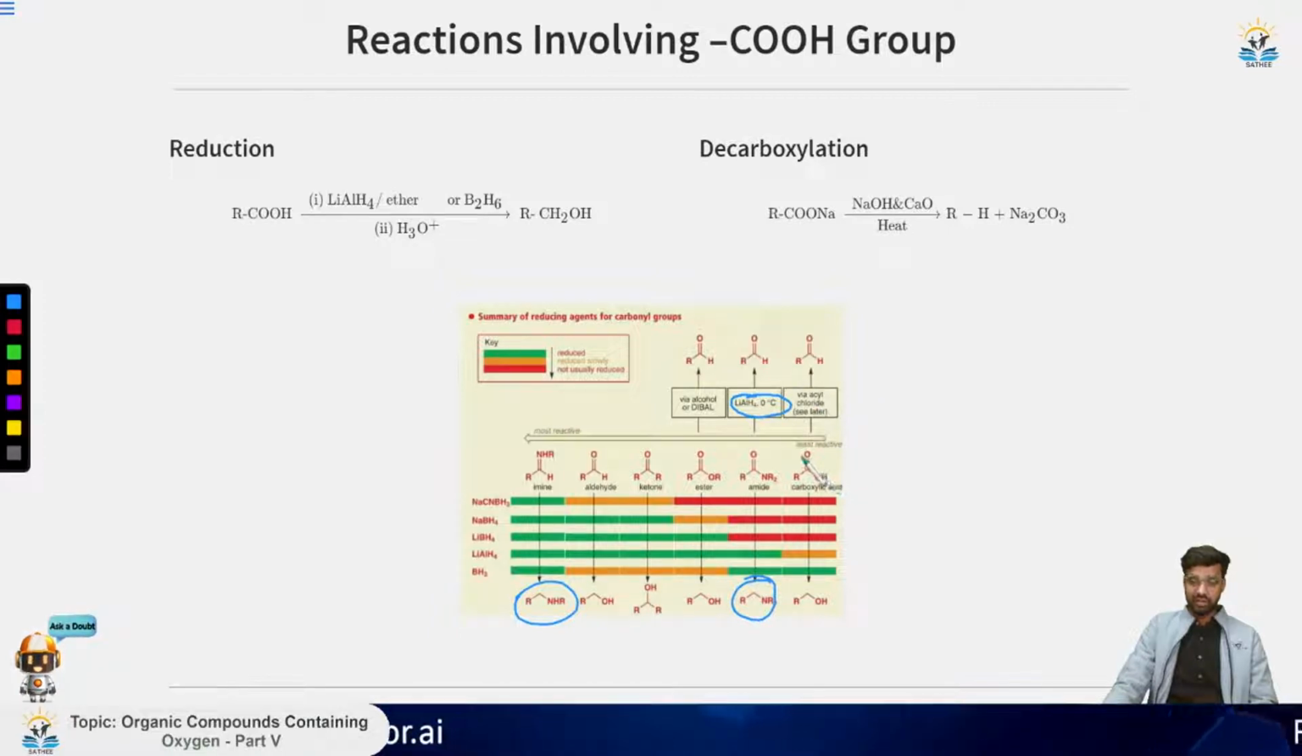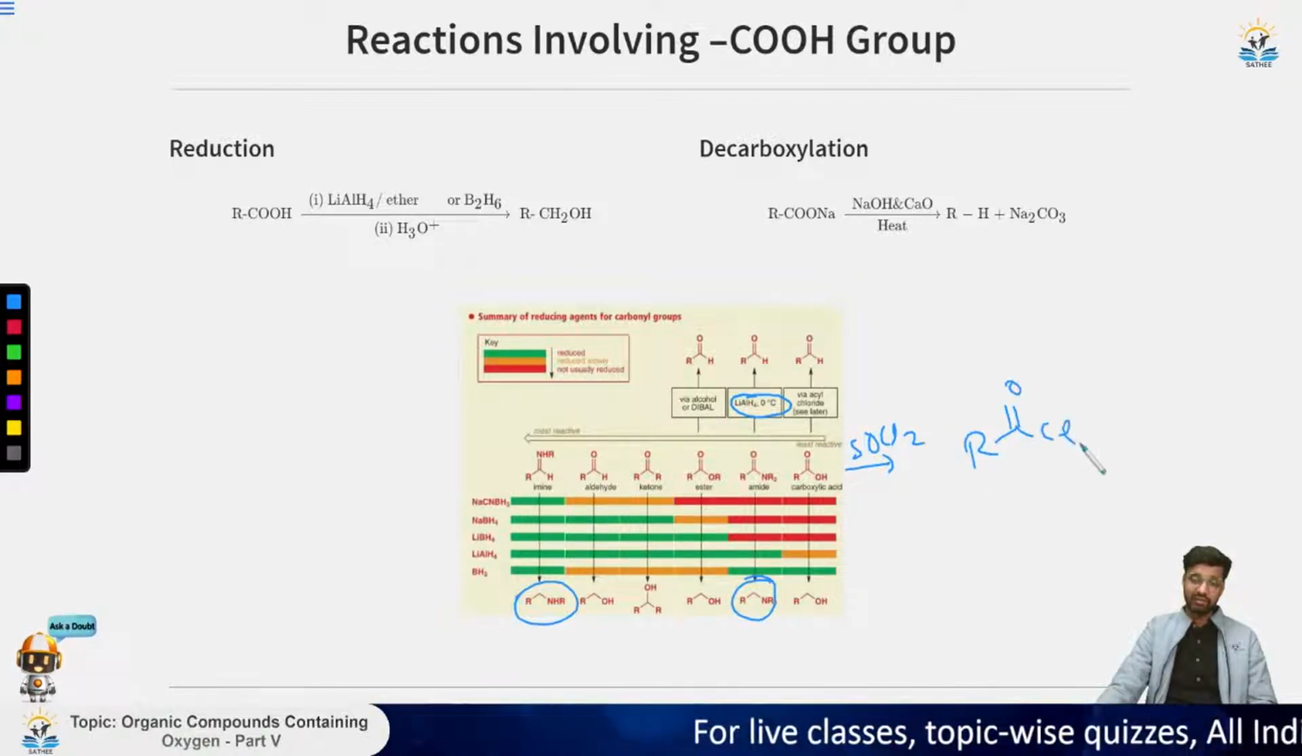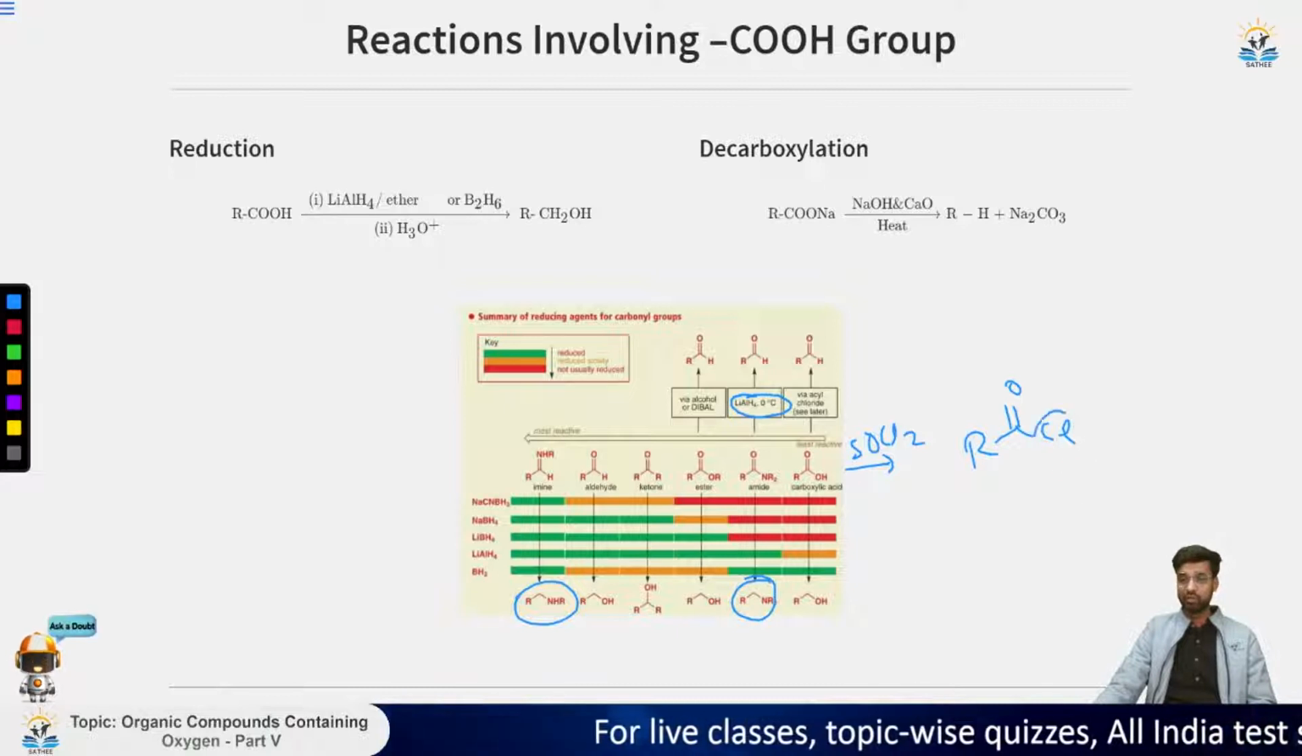Now this carboxylic acid can also be converted into this ketone. How? What we will do is react it with thionyl chloride. You have seen the reaction earlier. It will give you the acid chloride, Cl. Now this is a very good leaving group.